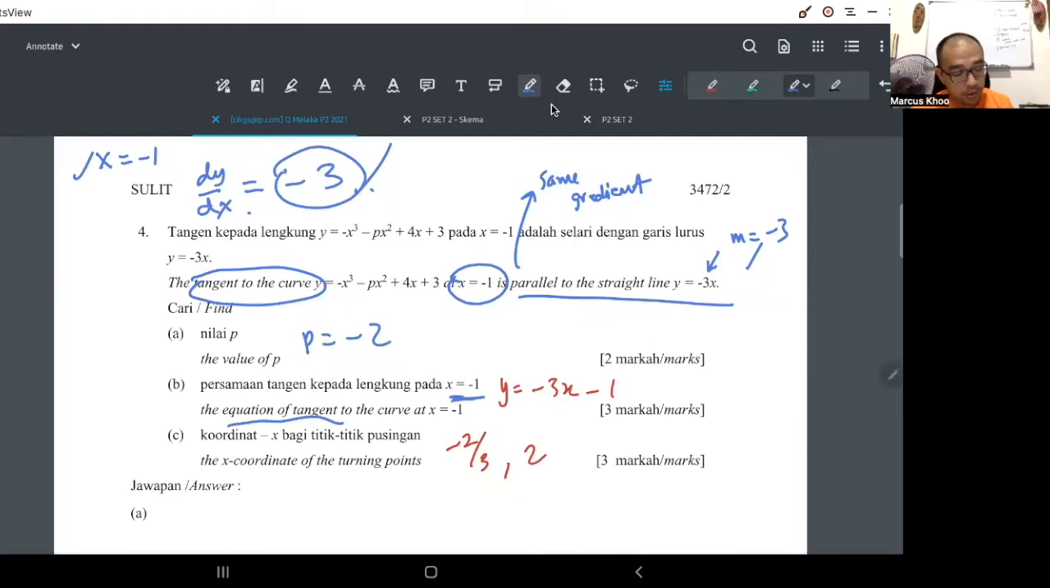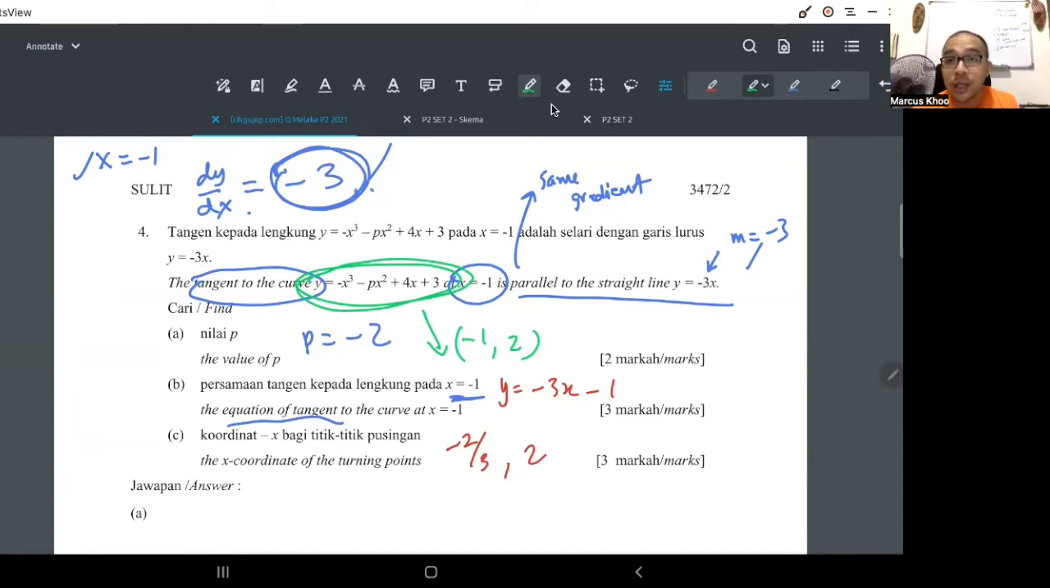You already have the gradient, so now all you need to find is the y coordinate. Where do I substitute? Saya substitute di sini, and I will get the coordinate -1 and 2. So this is the coordinate we're going to use.